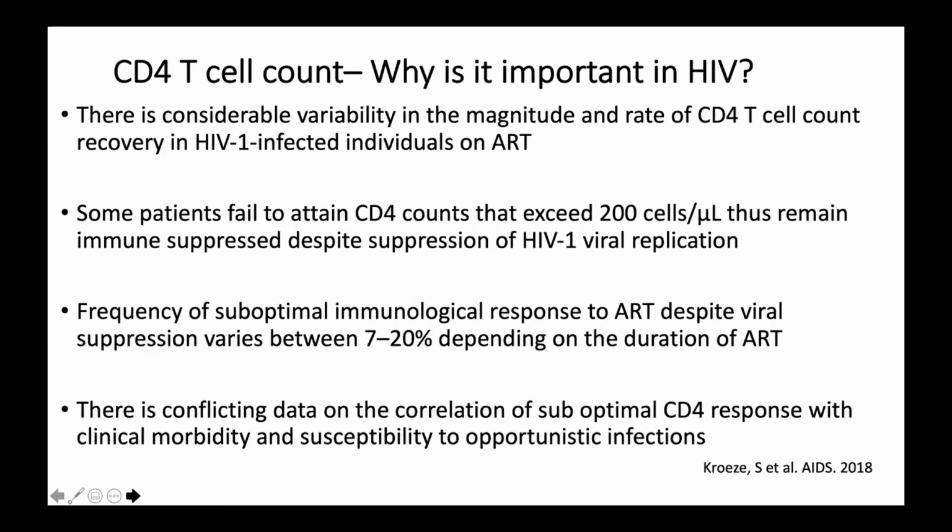And there have been several studies that have demonstrated that the frequency of this, what one would call suboptimal immunological response to ART, varies between 7 to 20%, and typically depends on the duration of ART. We also know that there's conflicting data on the correlation of suboptimal CD4 response with clinical morbidity, and the focus here is obviously the susceptibility of these individuals to opportunistic infections, as I will highlight in the next couple of slides.